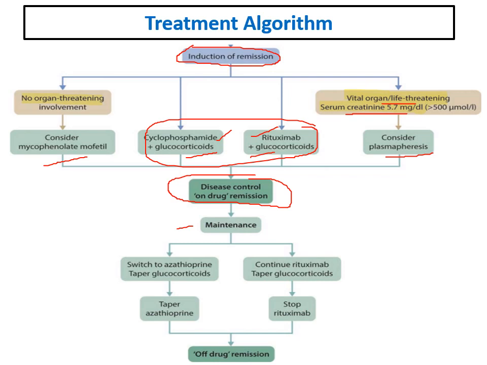For maintenance therapy, if we start with cyclophosphamide, we can switch to azathioprine with low-dose glucocorticoids, or if we start with rituximab, we should continue with rituximab without steroids. And then we should taper steroids, stop rituximab accordingly, and then stop treatment as we are going to discuss later.